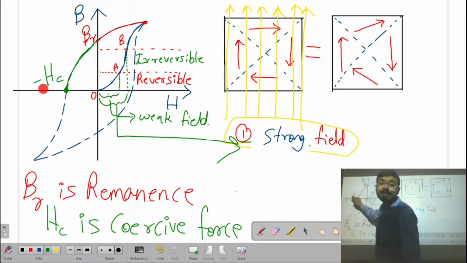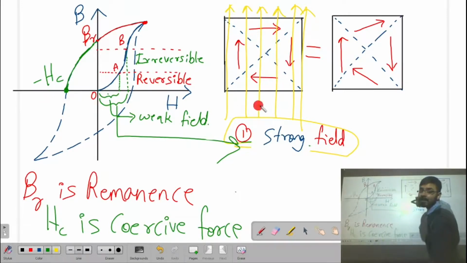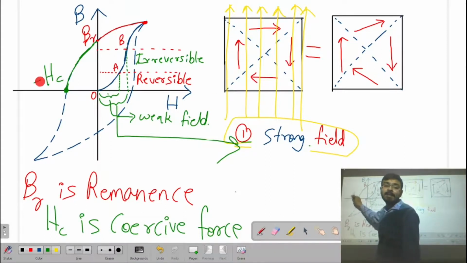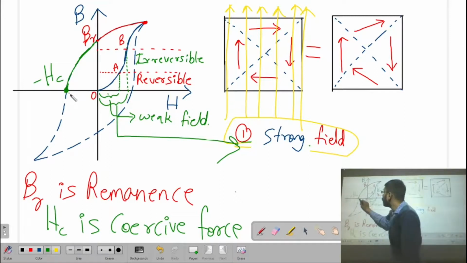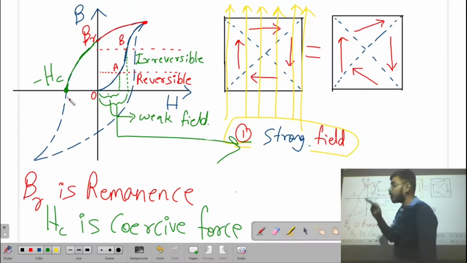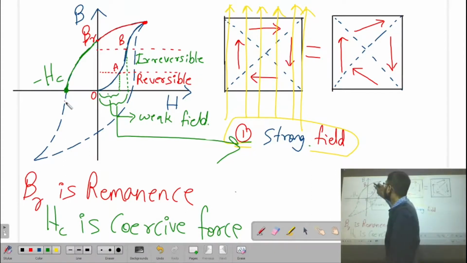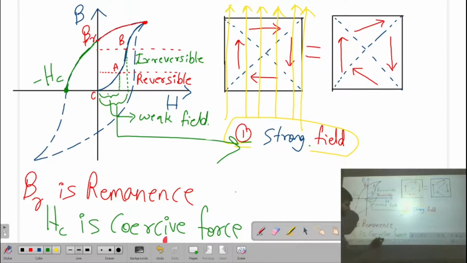Remember, this minus sign is indicating that the field is now in the opposite direction, right? So the external magnetic field required in the opposite direction to make this BR 0 is known as coercive force.